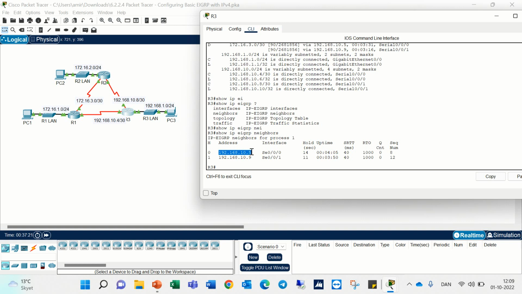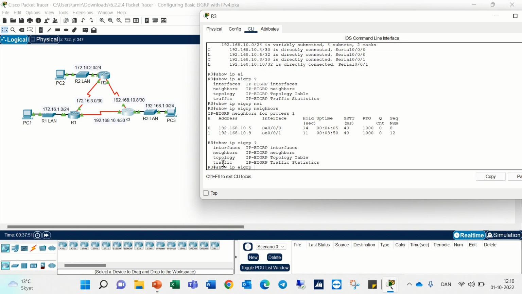And this router ID, it's here, router 1. This is router 1 router ID. And using serial 0/0/0, and this is the hold time, update time, and some information here. And also we have 10.9. 10.9 is router ID of router 2. And also we have other information here, also we can see topology here.